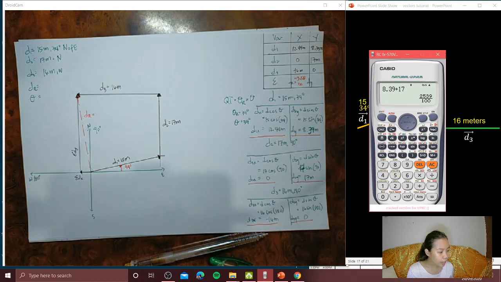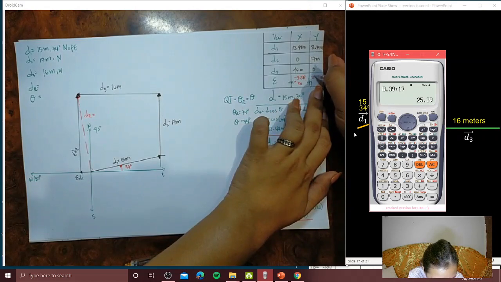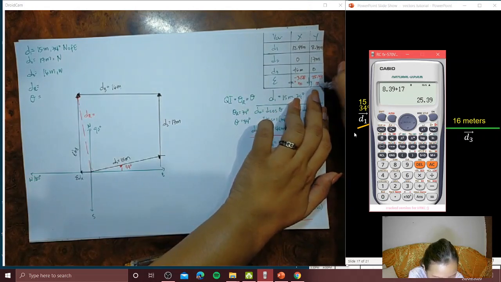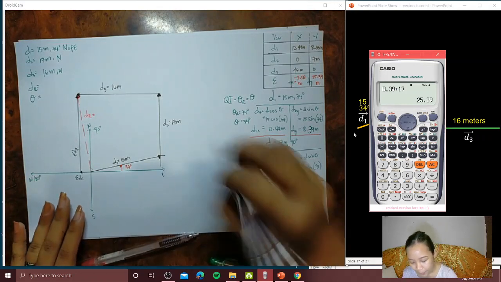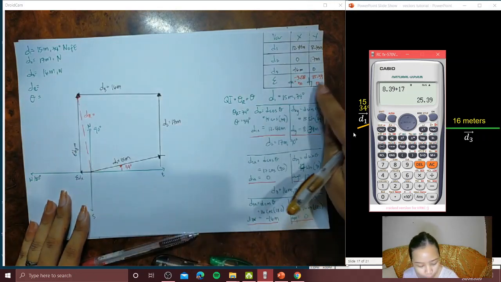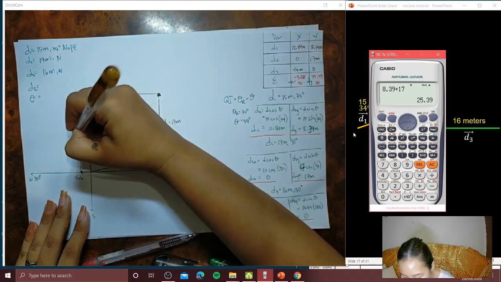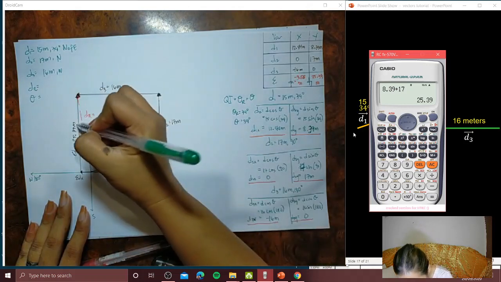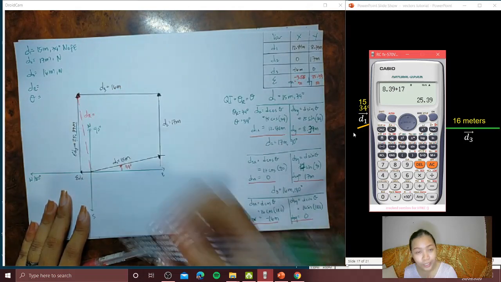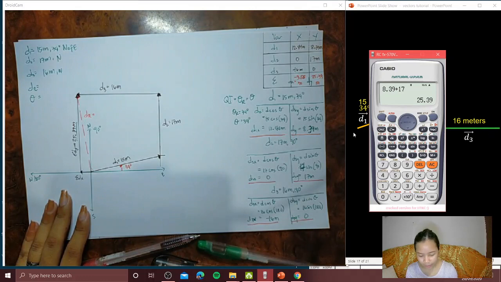Okay, ayan. We have 25.39 meters. Now that we have our summation of d sub x and d sub y, let us write here our values. So for our summation of d sub y, we have 25.39 meters. So that is our y. Okay, now how about the x?